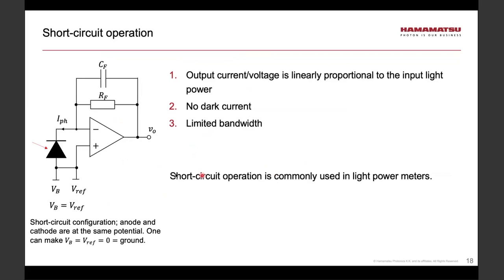Now here is a circuit that one can use for short circuit operation. Again, we use a transimpedance amplifier with a feedback resistor, but please note that both terminals here, plus and minus, are at ground, and so therefore effectively the photodiode is shorted. However, we can convert current to voltage using this feedback resistance.